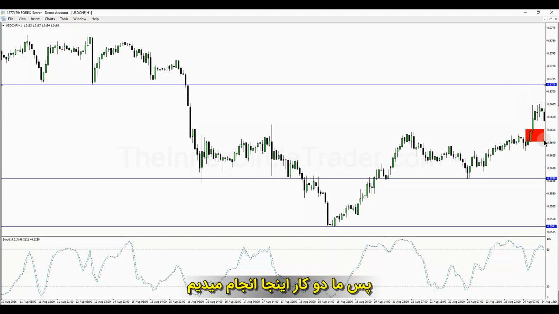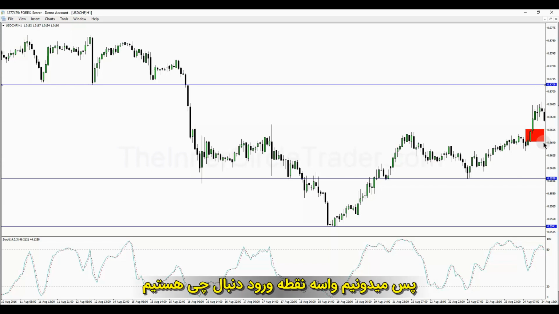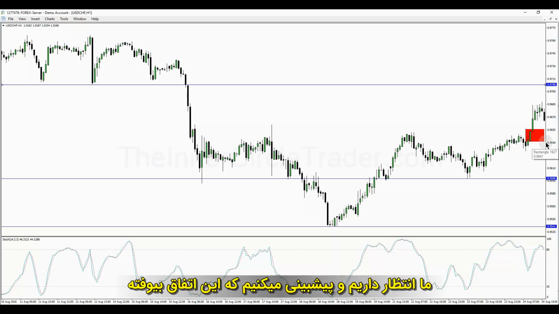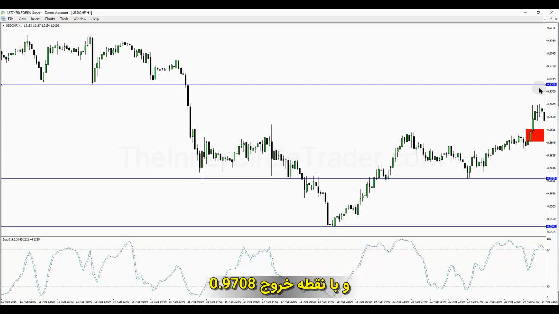So we're doing two things. We're bringing prognostication, we're forecasting, and we still have targeting. So we know what we're looking for in entry. We are anticipating that market event to take place. We're going to go long around 96.45 with an exit around 97.08. Retail's thinking this is a top. It's selling off. It's going to break this low.